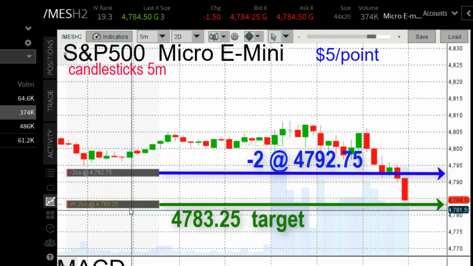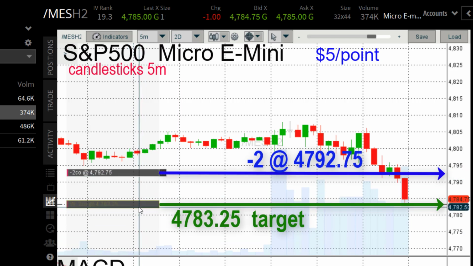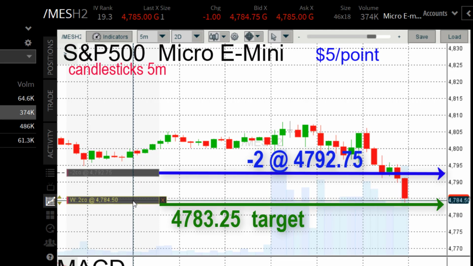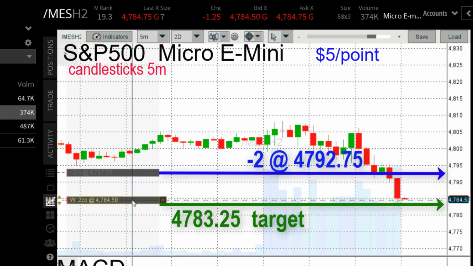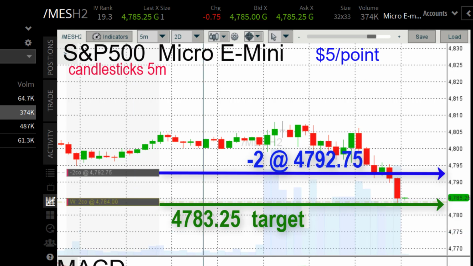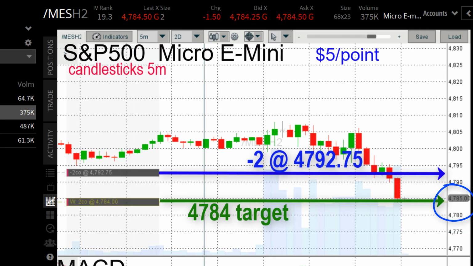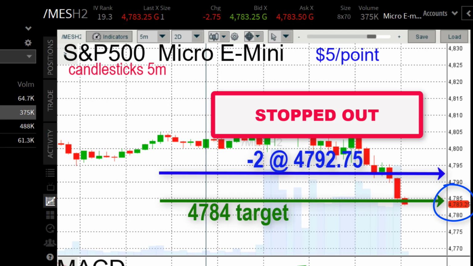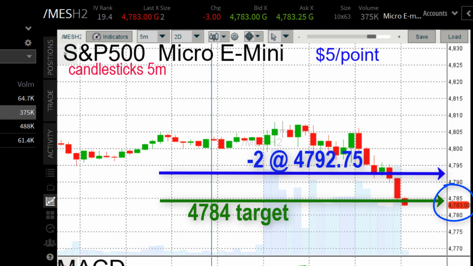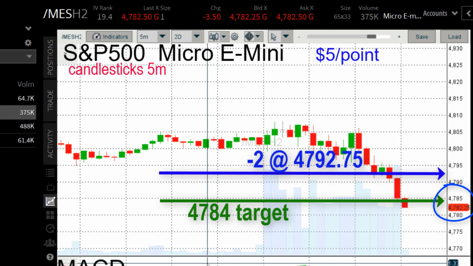So what am I going to do? This dilemma. Well, I decided that I would just move my target price to a place to get me out of the trade here. So what I do is I go up and I move that target price up to 47.84. You can see over there on the right, I just got stopped out of the trade at 47.84.